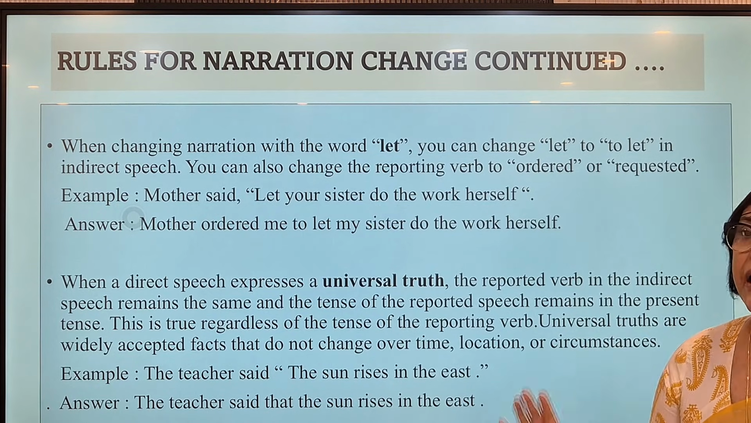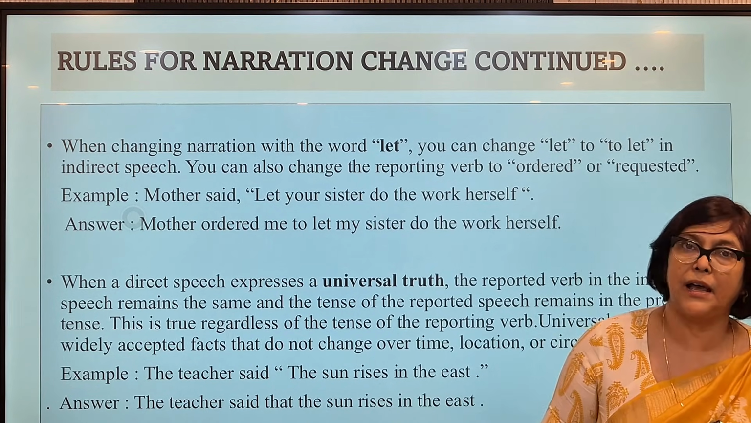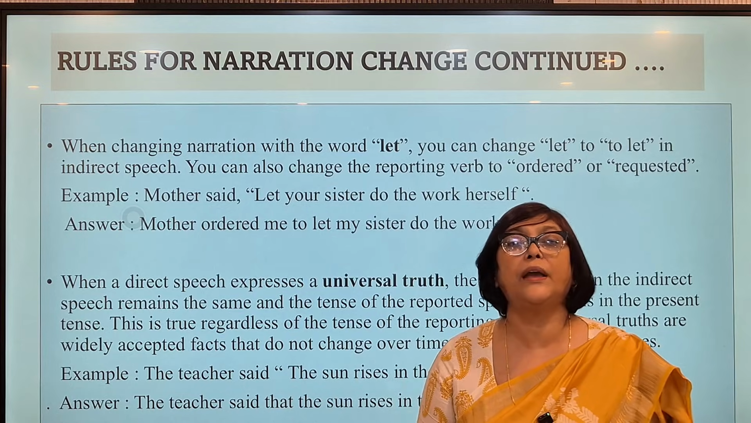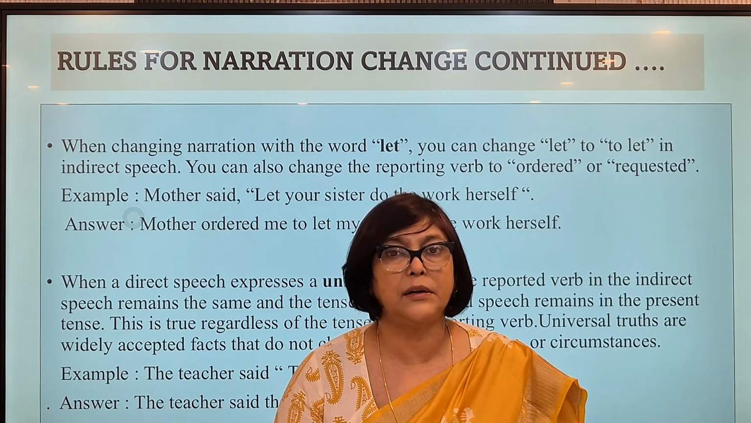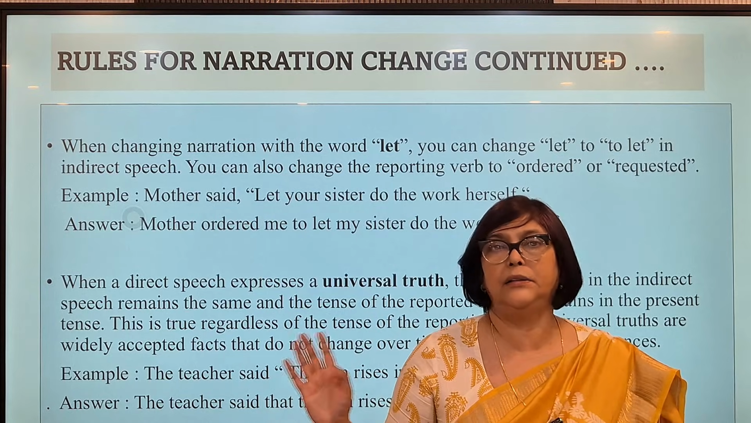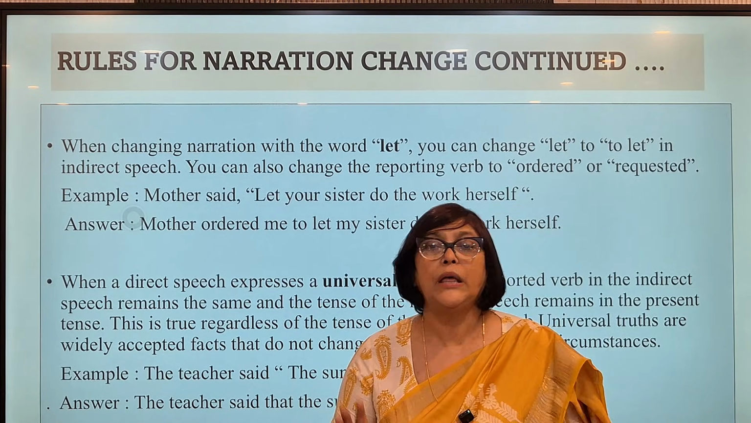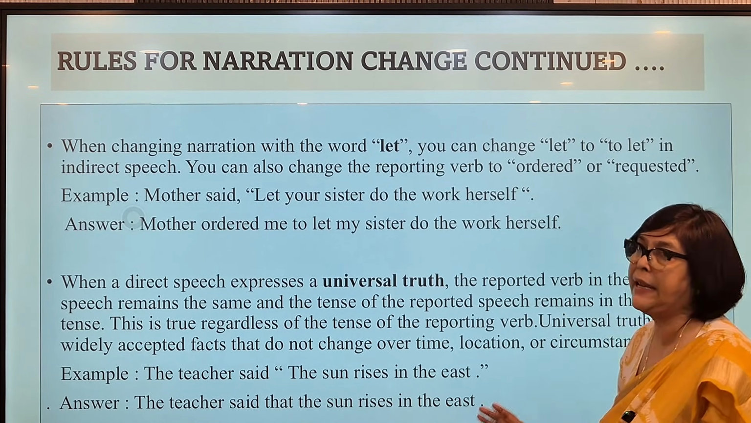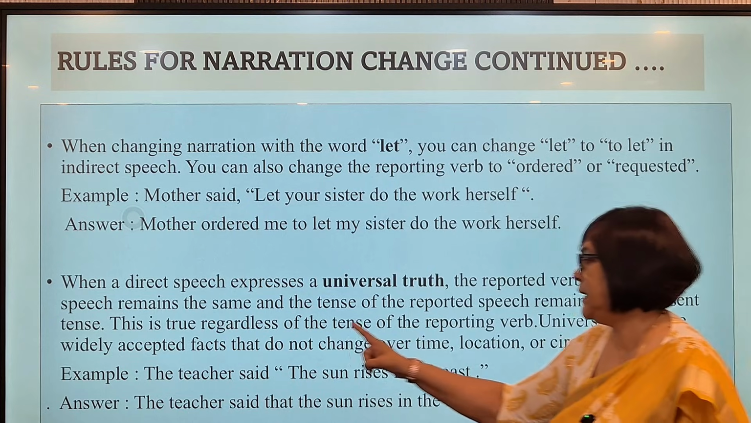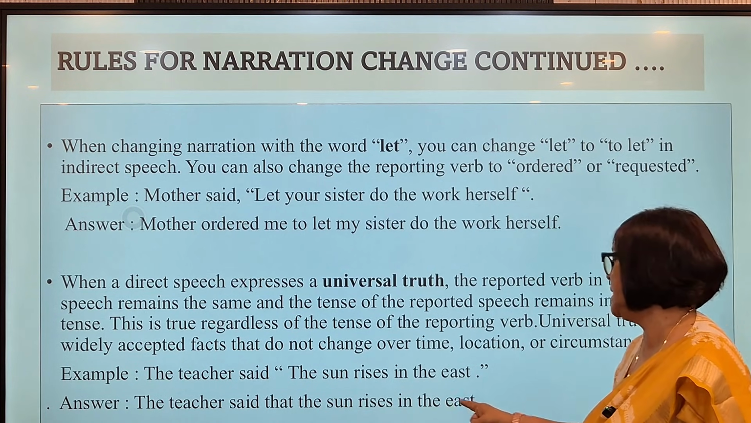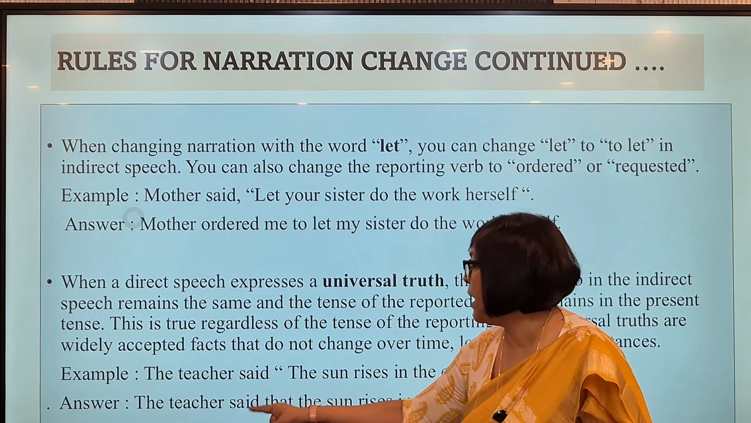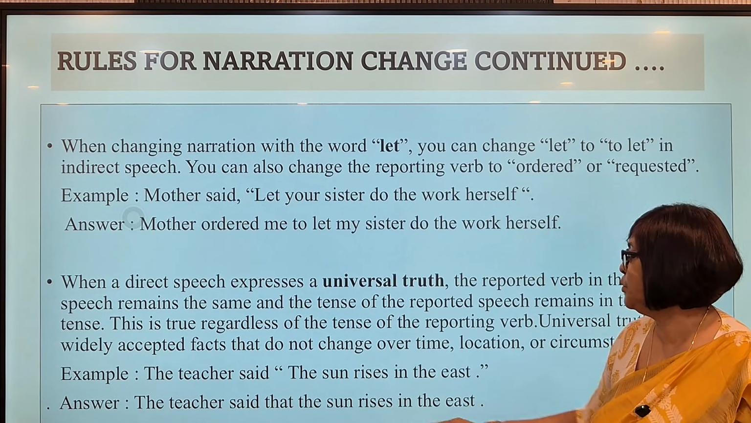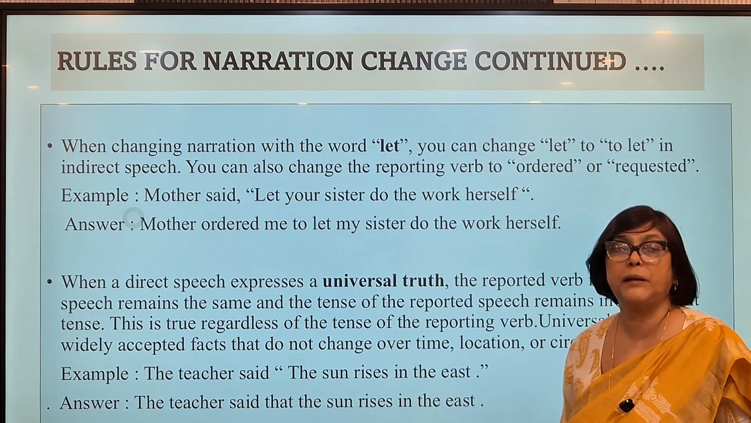Every day, every time when you speak of it, we will say the sun rises in the east. We cannot say the sun rose in the east. It cannot be that one day the sun rose in the east and another day it will be somewhere else. So this is a universal truth, and in such cases, the teacher said that the sun rises in the east. In spite of the reporting verb being in the past tense, the universal truth will be in the present tense.